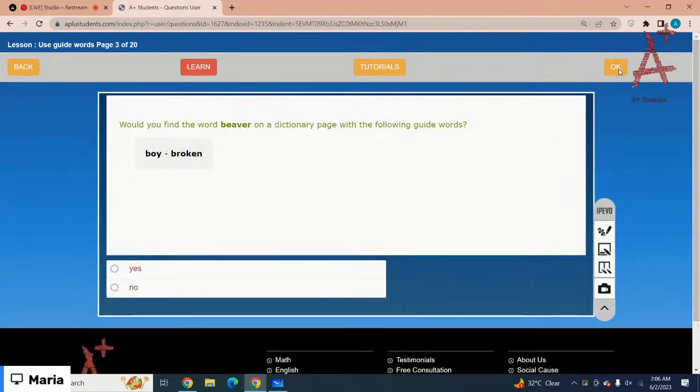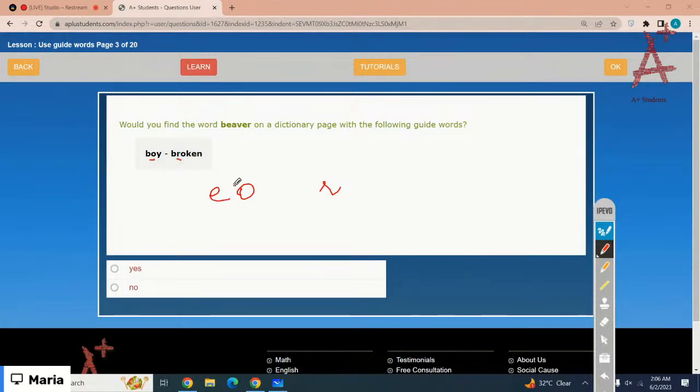Okay, the next one is: would you find the word behavior on a dictionary page with the following guide words? Boy and broken. Can you find behavior in between them? The second letter is E. Here you have O and R. So is E in between O and R? No, E is before O. That means behavior is not on the same page with these guide words. The correct option is no.